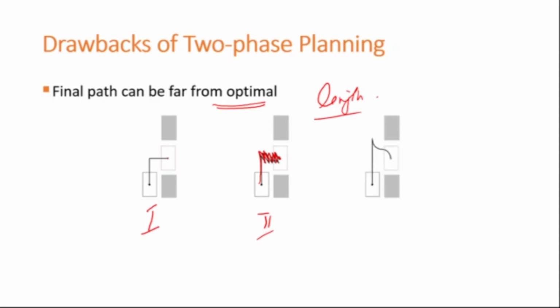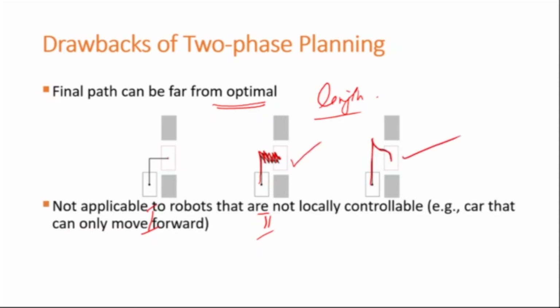Okay. Now this is another maneuver, by which it has gone and parked sideways. This is the one normally human drivers use, straight and then like this. But this is also possible. Now, this is not applicable to robots that are not fully controllable. That means a car that can only move forwards cannot do this.